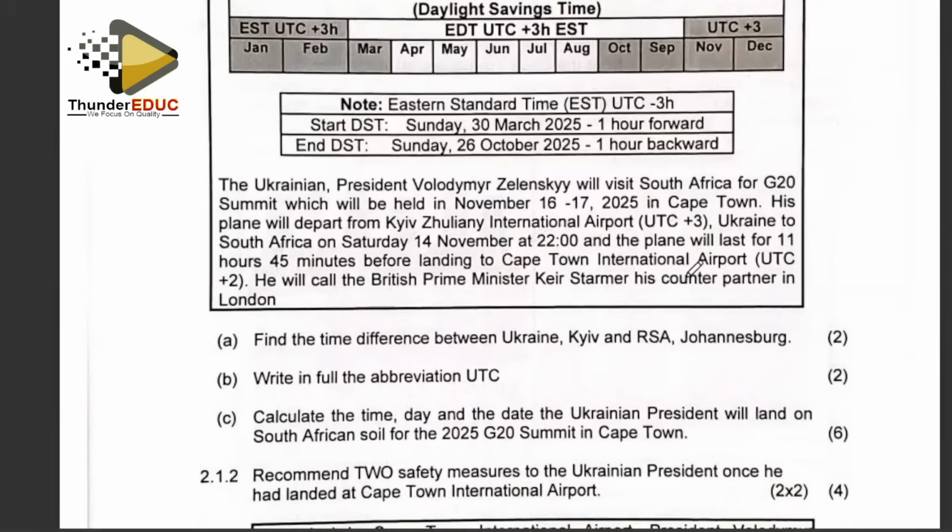You call the British Prime Minister Keir Starmer, his counterpart in London. Find the time difference between Ukraine and South Africa, that is Kiev, the city of Kiev. Remember, Ukraine is in the +3 and South Africa is in the +2 range. So you simply say 3 minus 2. There is a 1 hour difference. The time difference is just a single hour.